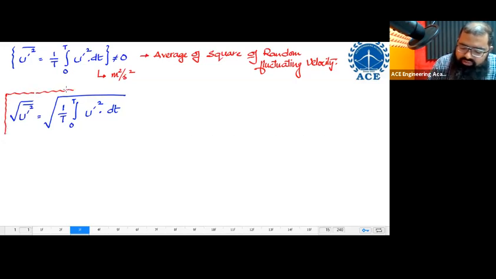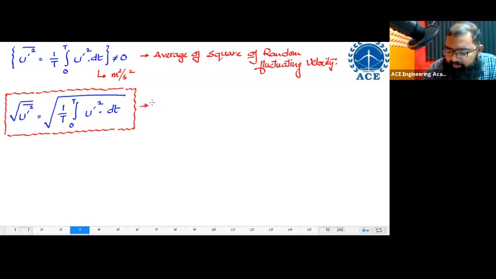Look at the sequence of events happening over here. That sequence is important. The first thing I have written is square root. Then I have written mean, that is average. Then I have written square. So this is root, then mean, then square. So this is RMS, root mean square. Whose root mean square? Root mean square of random fluctuating velocity.